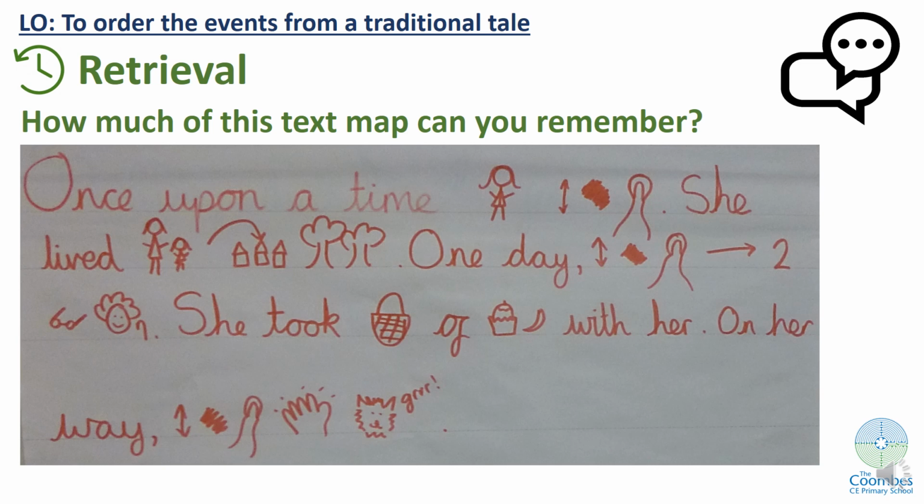And that brings me on to our next retrieval question. So my next one is, how much of this text map or this story map can you remember? So what you're going to do is you're going to pause the video and you're going to read the text map and see how much of the first paragraph of Little Red Riding Hood you can remember. Pause the video now and give it a go.